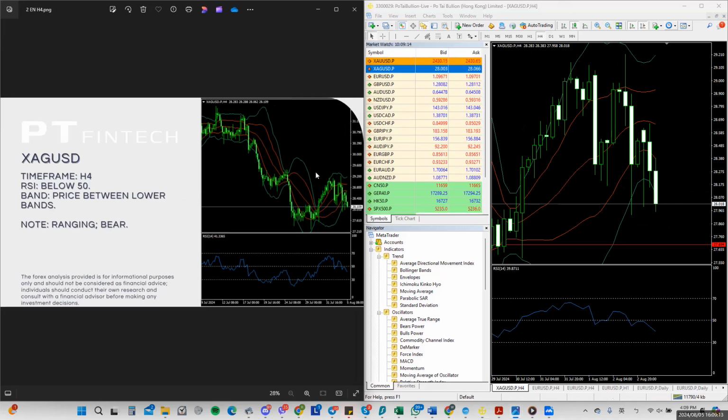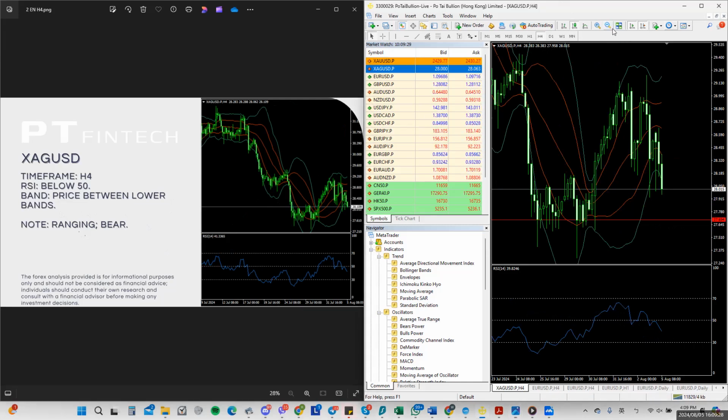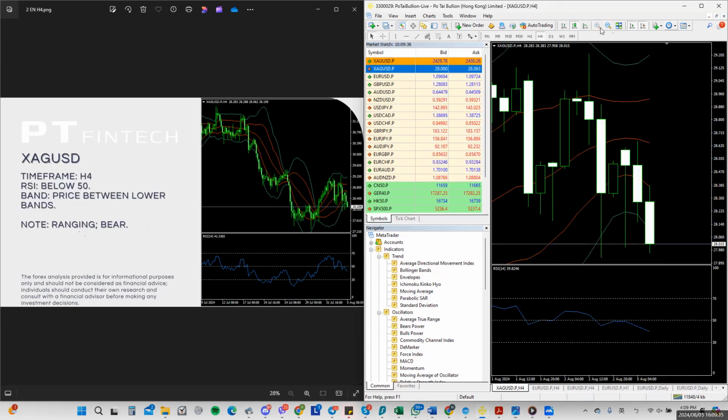Okay, so H4, PTips is claiming that RSI is below 50, and then the bands, price between lower bands. And it claims that it's ranging and it's in a bearish move. Well, let's see if it is. Well, it was ranging because I guess there was a Bollinger squeeze, right? Yeah. So with the Bollinger squeeze, right after it gets out of the squeeze, it will give us a more prominent trend. Seems like this Bollinger squeeze is creating more of a bearish trend.